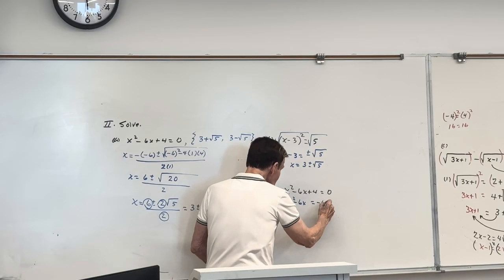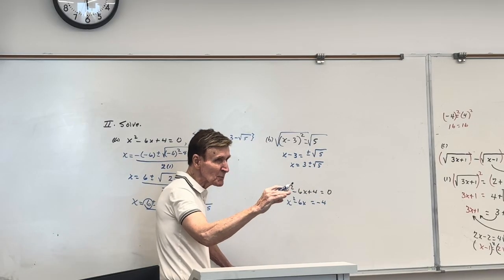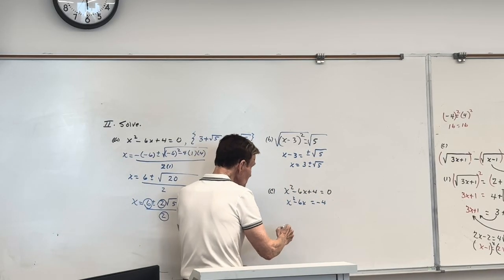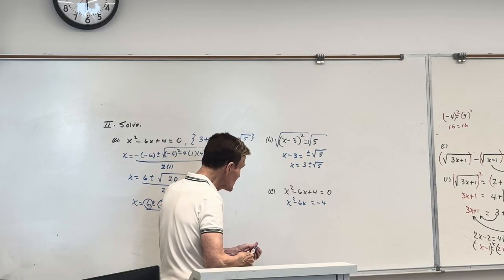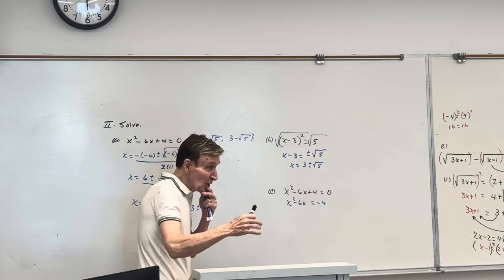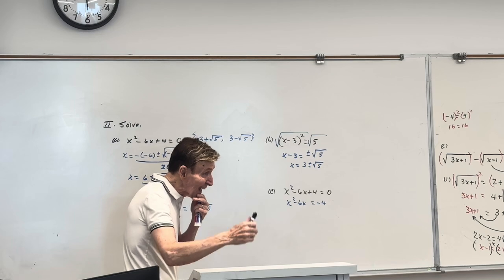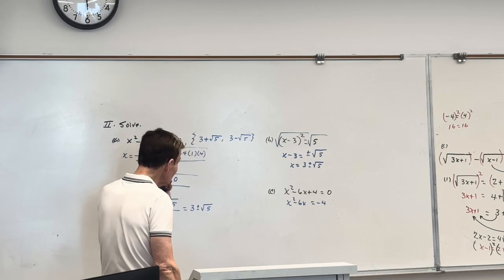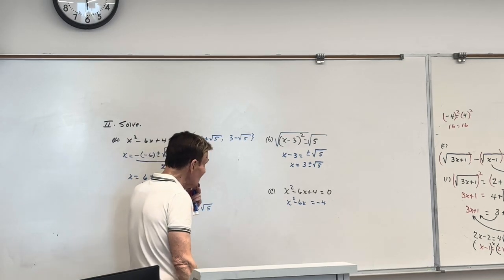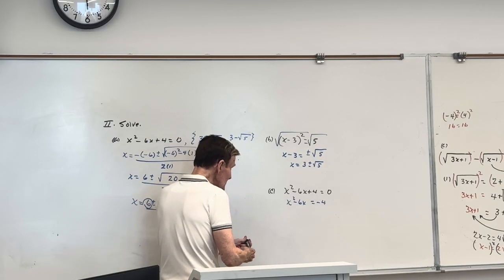Move the 4 over. She wants all the x's isolated for some reason. Then she's saying, Professor, you need to complete the square, and I have not shown you much of the completion of the square. I'm going into that now. To complete, she's asked me to do this.